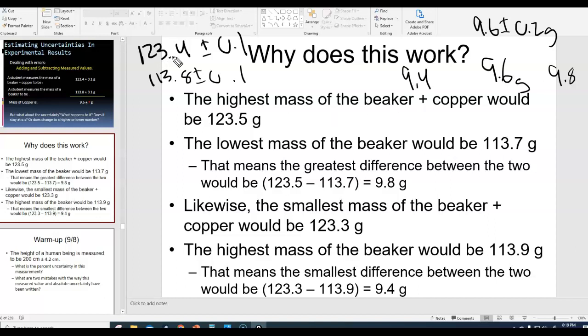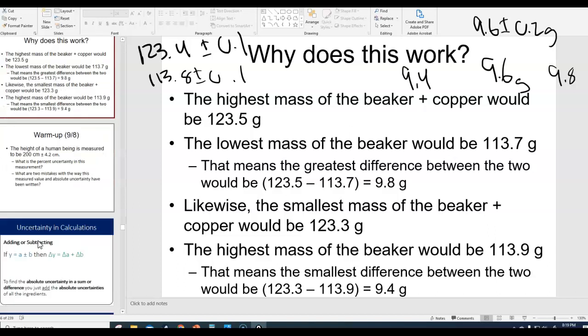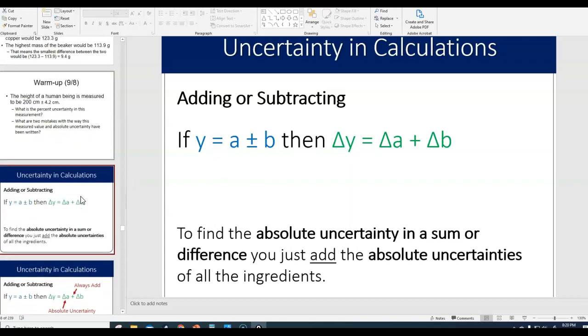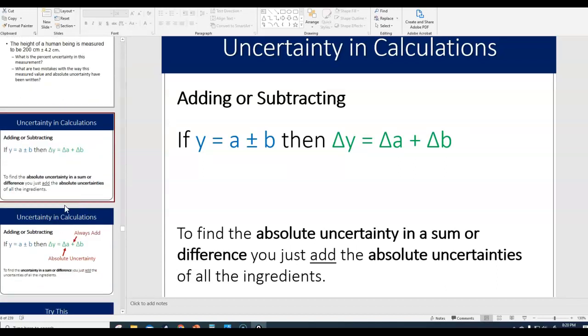Hopefully what you've seen from this is that in situations where we are subtracting, and in fact in situations when we're adding values, we can come up with a rule to follow as far as dealing with the uncertainties. Here's the rule. The rule is on this slide. It says if y equals a plus or minus b, then delta y equals delta a plus delta b. So you might ask, what the heck does that mean?